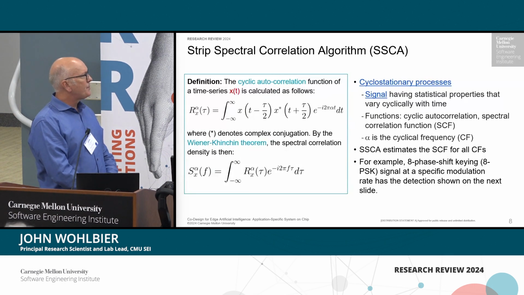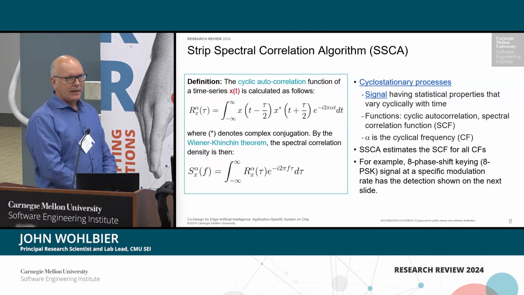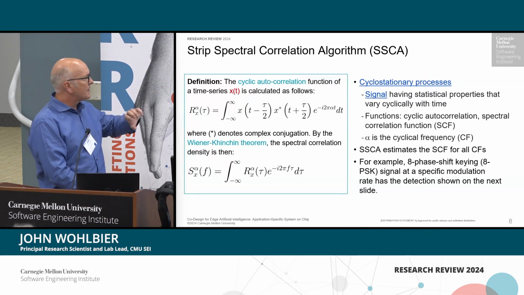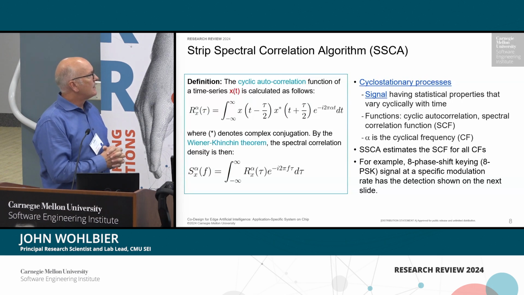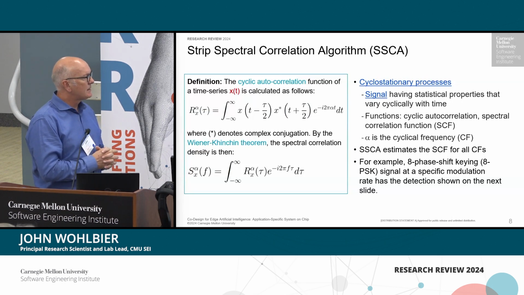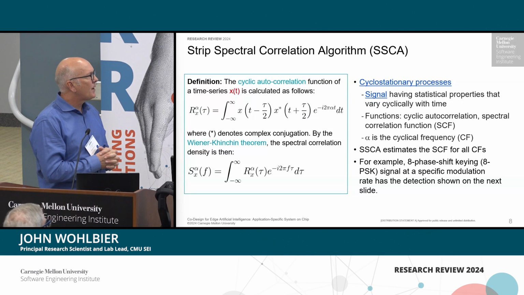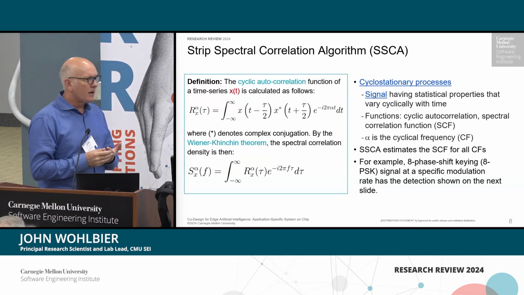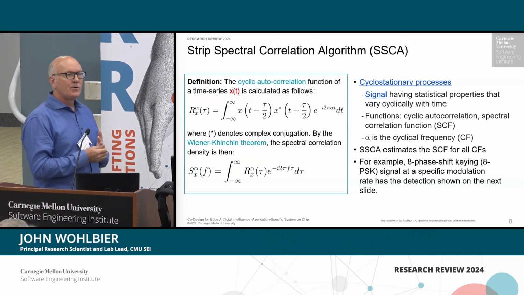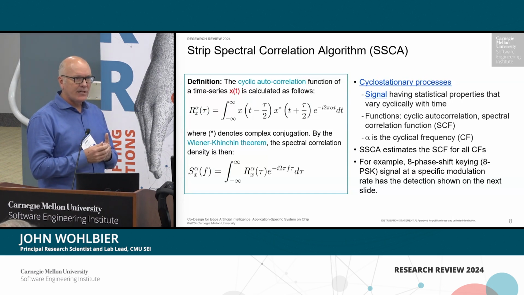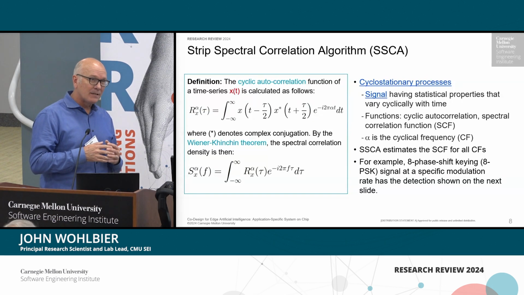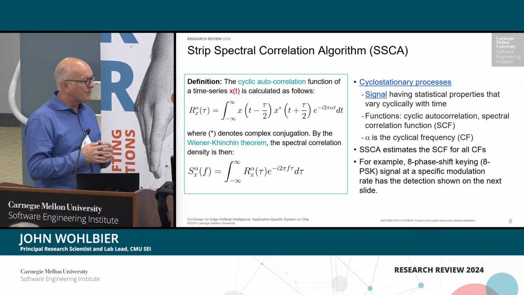This is the strip spectral correlation algorithm. And I'm introducing this because it's going to turn out that this is one of the things that we want to attack. What I'd like you to know about it is that this is some math to analyze what's called a cyclostationary process. A cyclostationary process is a signal having statistical properties that vary cyclically with time.